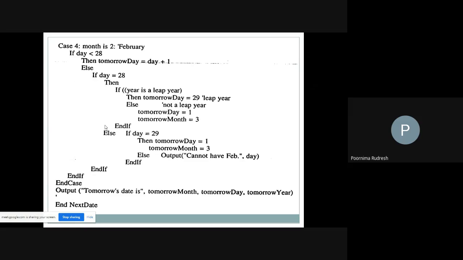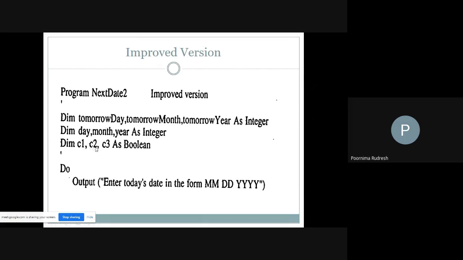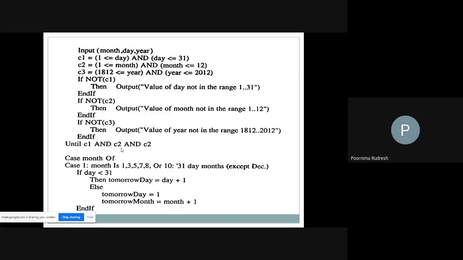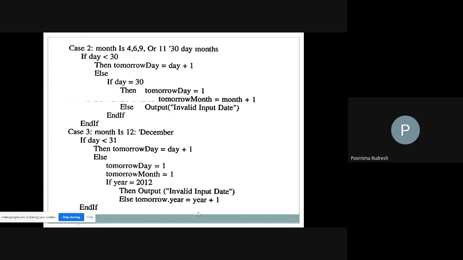Right, but in the improved version, we are defining three conditions: C1, C2, C3. C1 value is between 1 and 31, C2 is between 1 and 12, and C3 is between 1812 and 2012. So these three extra conditions are defined, and the three conditions are validated here. Once it satisfies them, then we consider the remaining pseudocode. Okay, so this is about the next date problem.